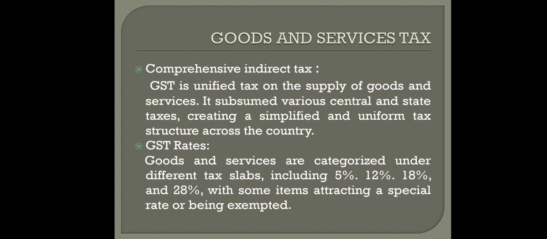First, GST. GST is a comprehensive indirect tax. It is a unified tax on the supply of goods and services. It subsumed various central and state taxes, creating a simplified and uniform tax structure across the country. The rates of GST are 5, 12, 18 and 28 percent. So there are different tax slabs, attracting a special rate or being exempted.